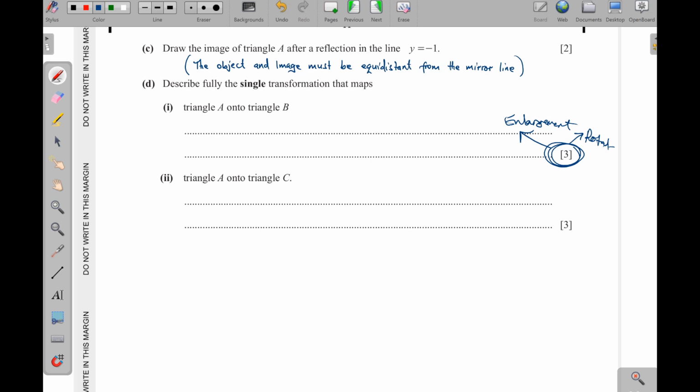If it is enlargement, because these are 3 marks, how do they come? You tell us it is enlargement, that is 1 mark. Number 2, tell us the scale factor of enlargement. Number 3, you tell us the center of enlargement. If it is rotation, tell us it is rotation. Then tell us the angle and the direction, maybe 90 degrees clockwise, and then you tell us the center of rotation.